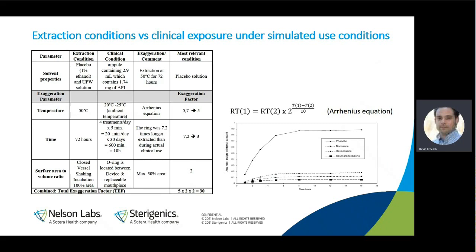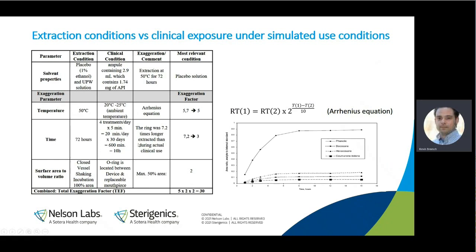So different extraction solvents were applied, and you can choose a solvent which is predictive, meaning it would mimic the extraction propensities of the drug product, so that you have a predictive leachable profile already at the extractables level. Therefore, we selected 1% ethanol in water, because the API was about 0.6% organic content. We extracted at 50 degrees for 72 hours, and we are going to extrapolate this to a clinically relevant condition.